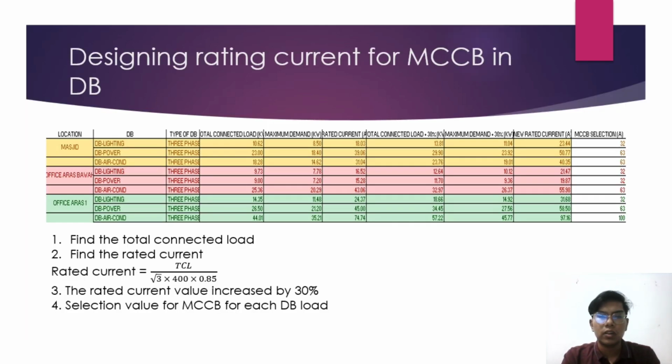So now, I will talk about how to design rated current for MCCB in DB for office first floor. In order to design and select the MCCB for office first floor distribution board, the first thing we need to do is find the total connected load for the DB for lighting, socket and aircon. Next, we need to calculate the rated current by using the formula rated current equals TCL over root 3 times 400 times 0.85. After we calculate the rated current, we need to increase the value up to 30%, and the new rated current value will determine the selection of MCCB for each DB load.